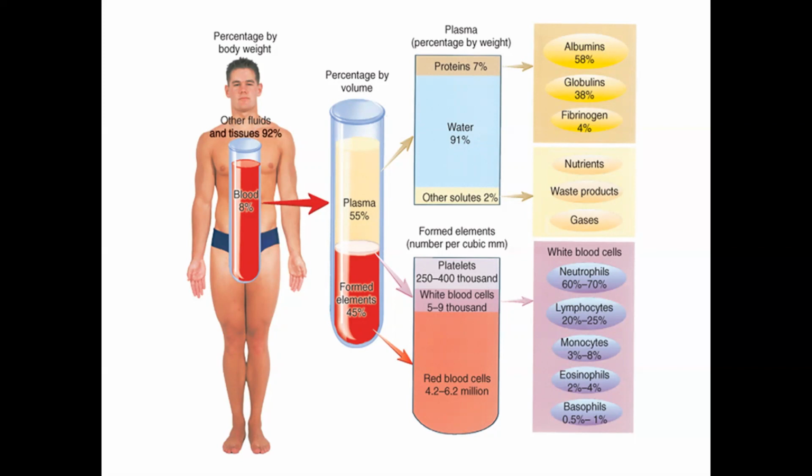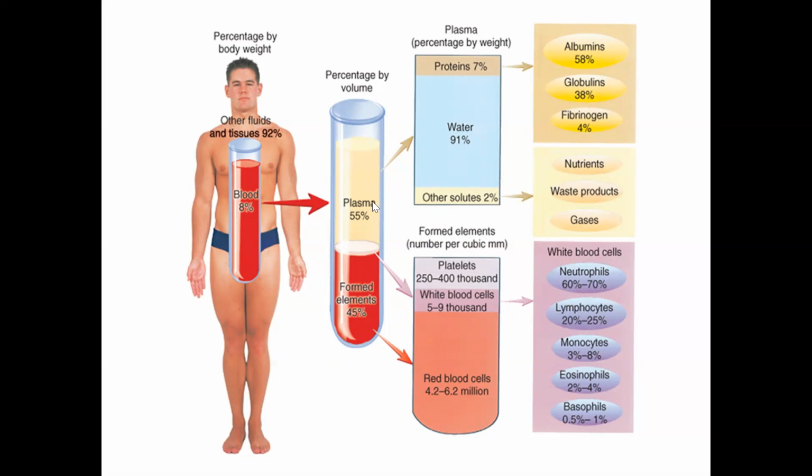So bottom line here, the blood is divided into two portions: the plasma part, which is 55%, and this is the majority of the blood volume, and we have the formed elements, which are 45% of the blood sample.